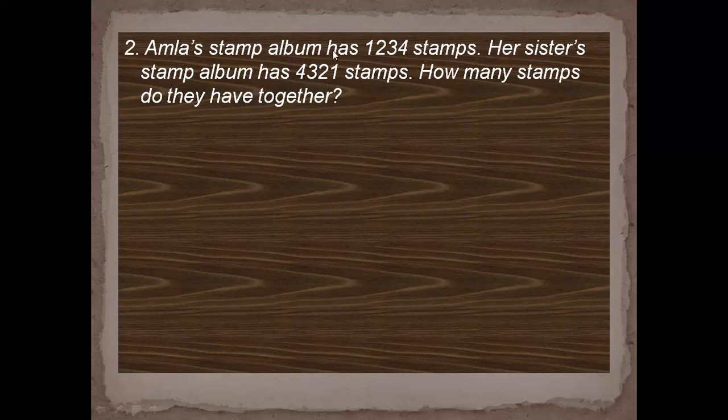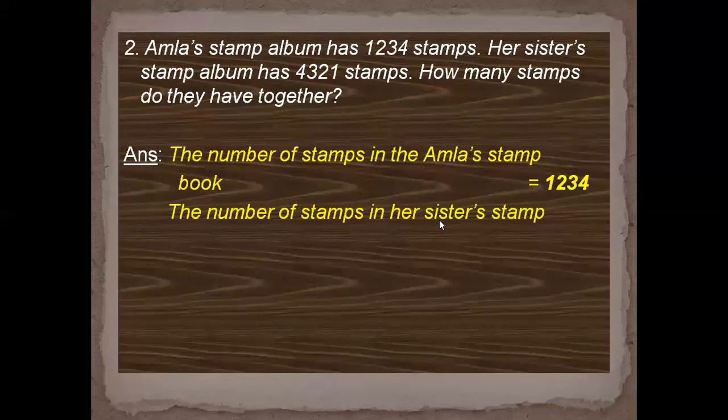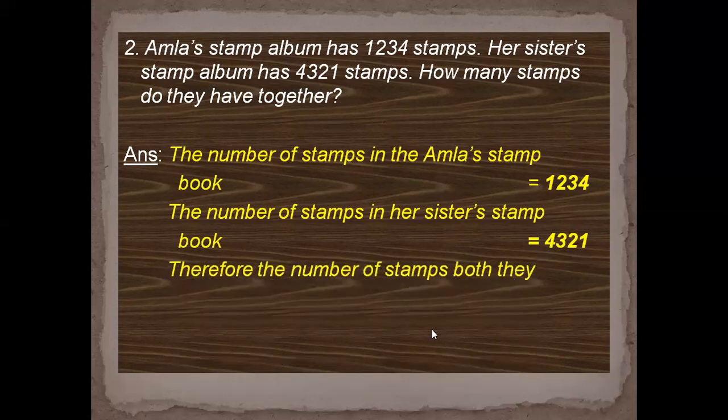4,321. So the total number of stamps they have together, we have to do addition. The number of stamps in Amla's stamp book is 1,234, and the number of stamps in her sister's stamp book is 4,321. Therefore, the number of stamps they have together, here also we have to do addition. We have to add these two numbers.